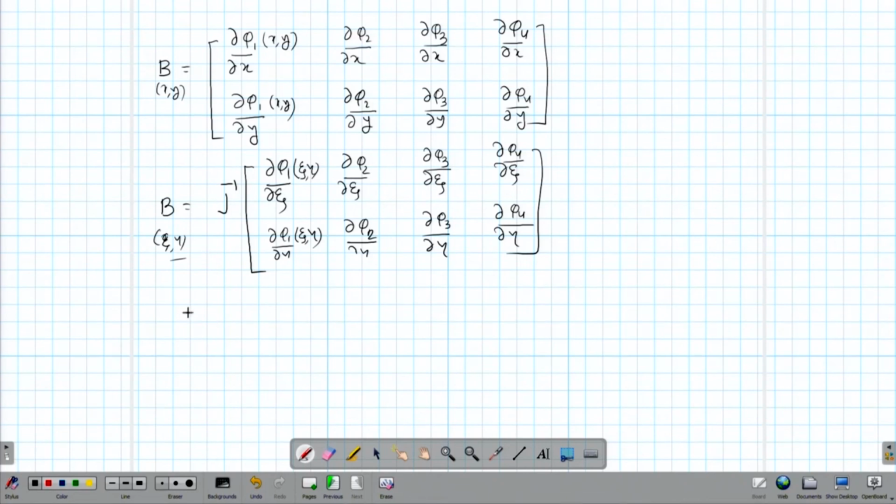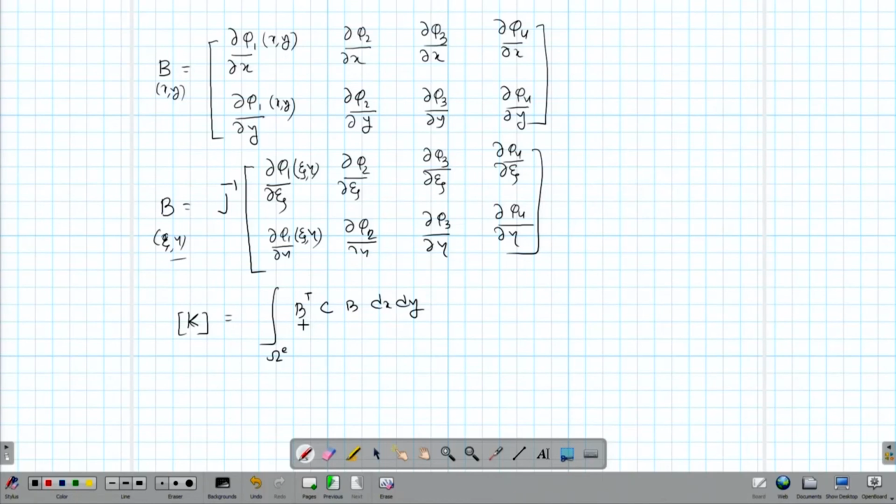So, what was the coefficient matrix? If you recall, the coefficient matrix was the integration over the element domain of B transpose, then C and B, and then this is dx dy. Okay, integration over the entire element.